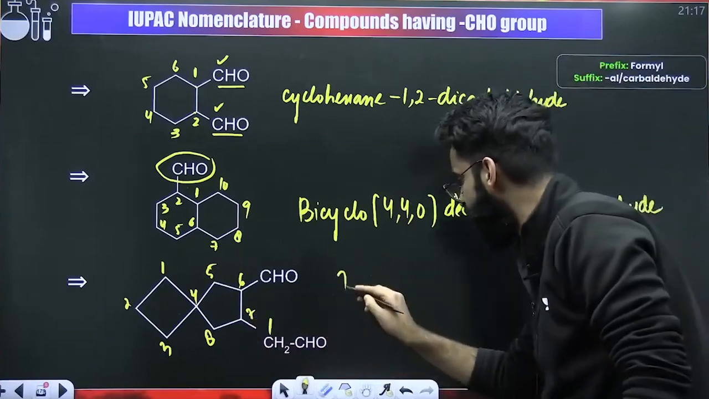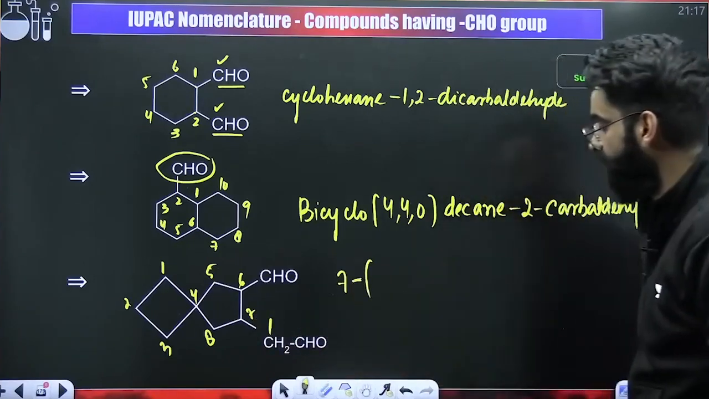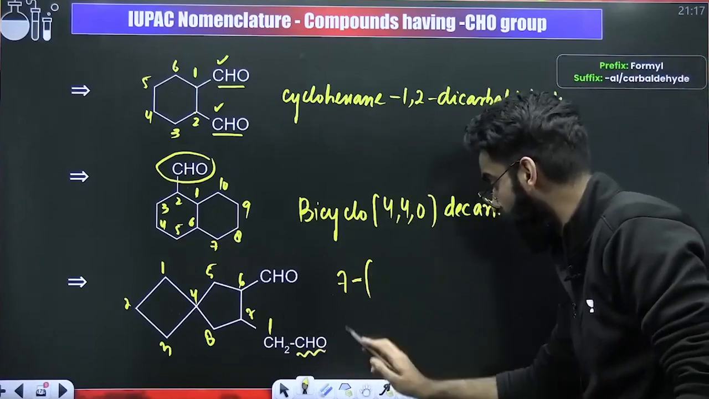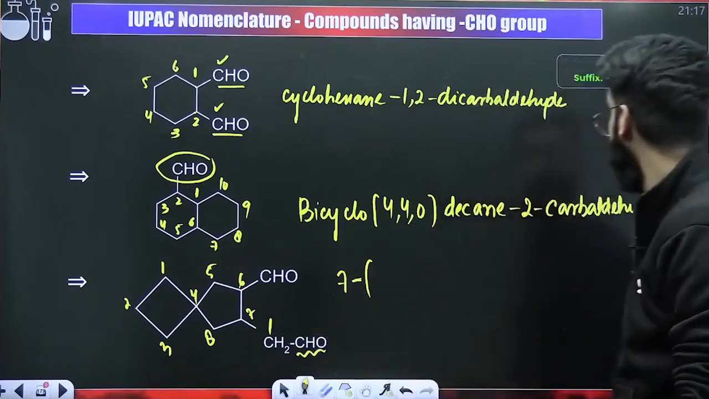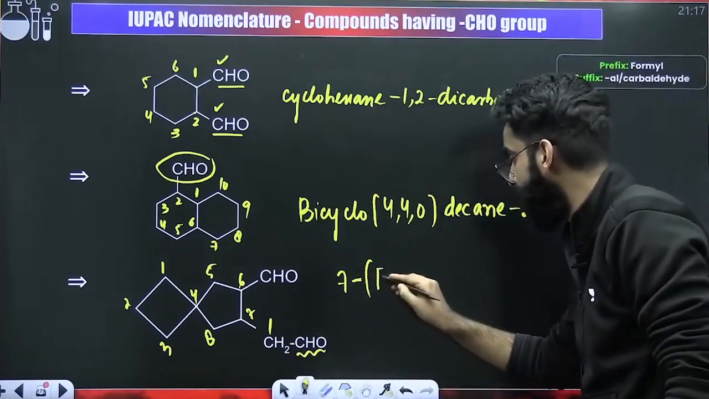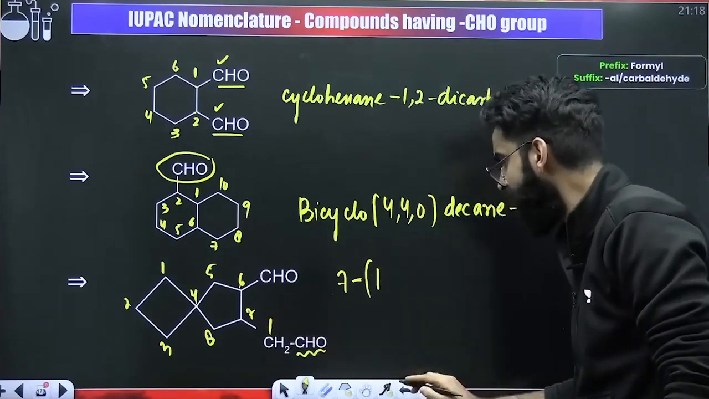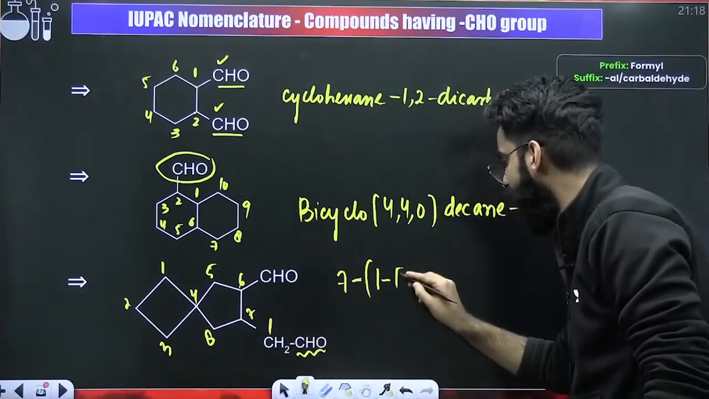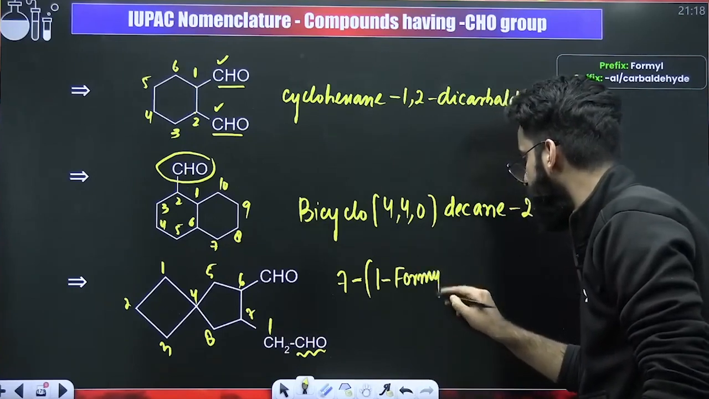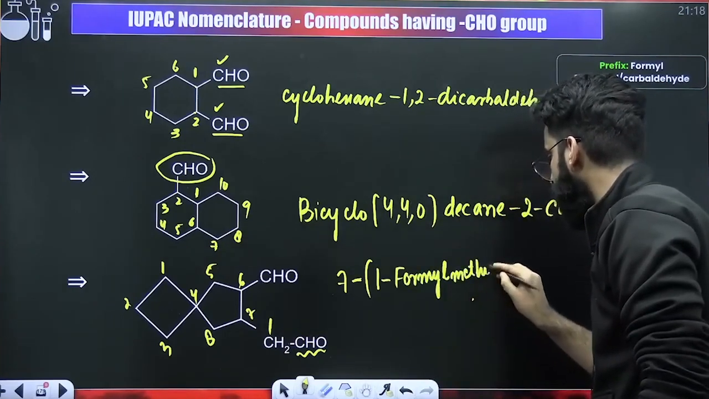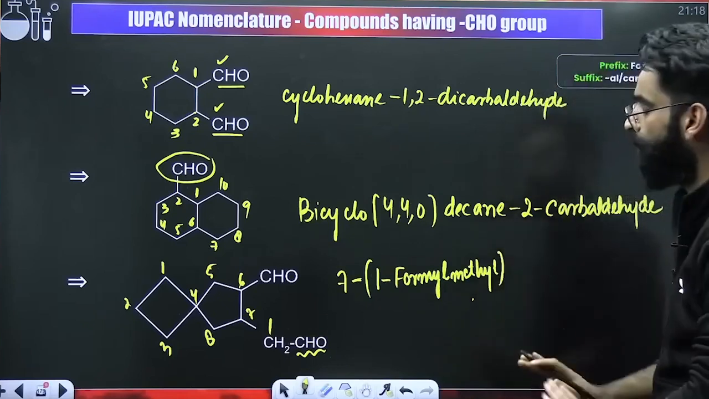So at 7 you have got a complex substituent. It is going to be what? This one will be used as a prefix now. So it is formyl methyl. So it will be written like this. At 7 there is a complex substituent. Then at 1 it is going to be formyl. It is going to be formyl methyl. Complex substituent over.